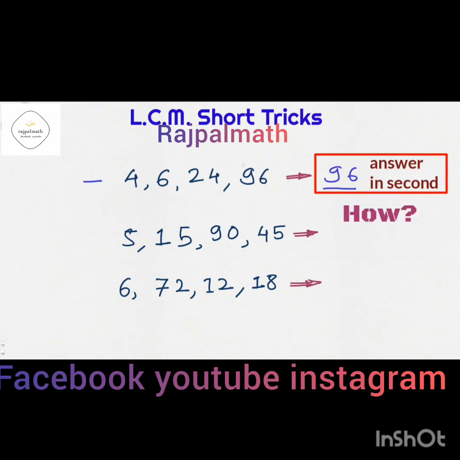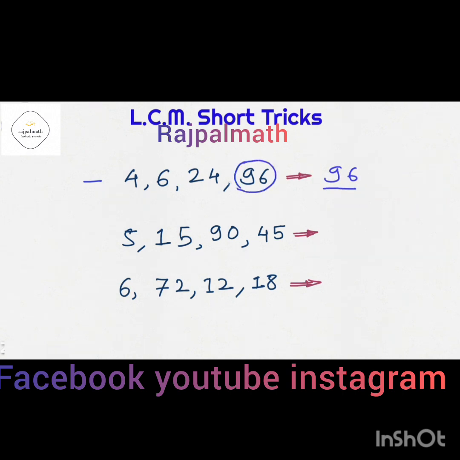So what I did, I first figured out what is the largest number. We know the LCM is always going to be equal to or greater than the largest number, that is 96. Then I tried to find out if 96 is completely divisible by how many numbers. So 96 is completely divisible by 4, so I will cancel it out. The reason is, if I try to find out the LCM of 96 and 4, we know the LCM is going to be 96 because 96 comes into the table of 4.